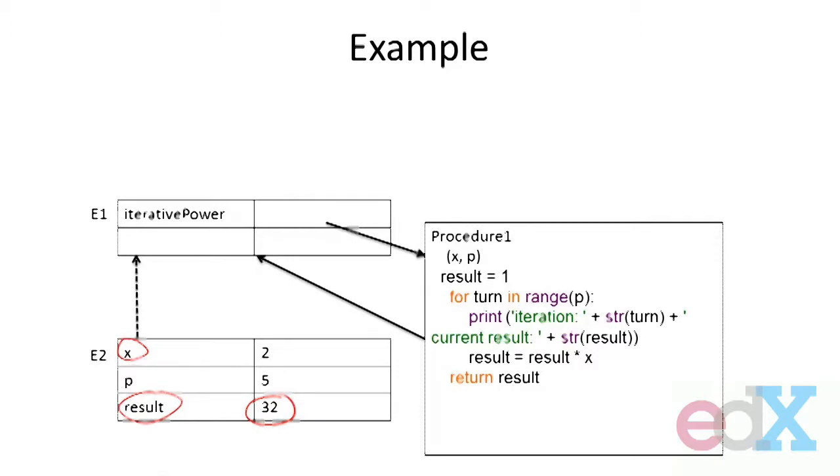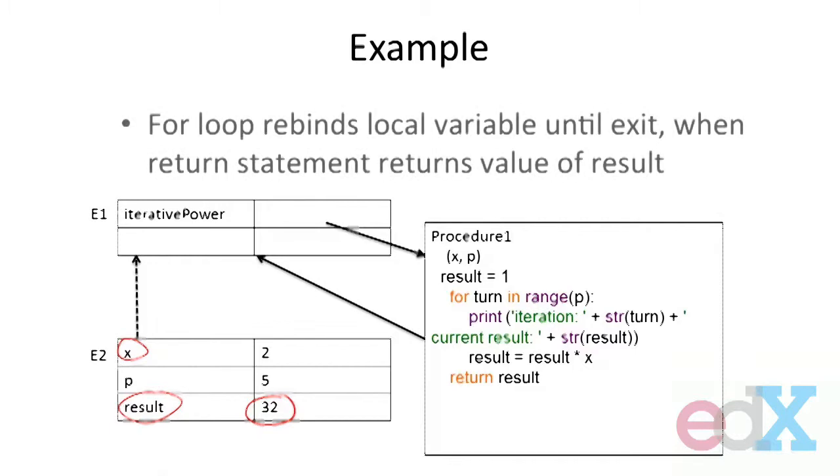All of this computation takes place in this environment, E2. And what that says then is that the loop rebinds that local variable until we get to the exit, until we're done and we hit that return expression. And return says look up the value of result in this environment, because that's where I'm doing the computation for the procedure. There it is. That's what's actually returned. Cool. That's exactly what I said it should do.